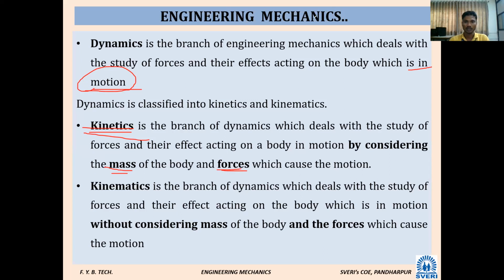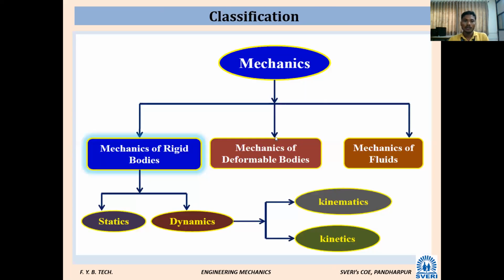And in kinematics, we are not going to consider mass and the forces which cause the motion. So quickly, mechanics is divided into two parts, statics and dynamics. Dynamics is further divided into two parts, kinetics and kinematics. In kinetics, we consider mass and the force which causes the motion, and on the other hand, in kinematics, we do not consider mass and force. Here in the chart it is shown how it is.